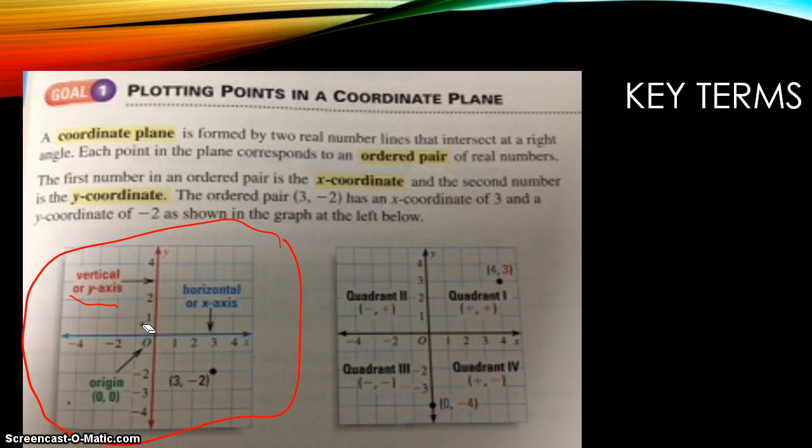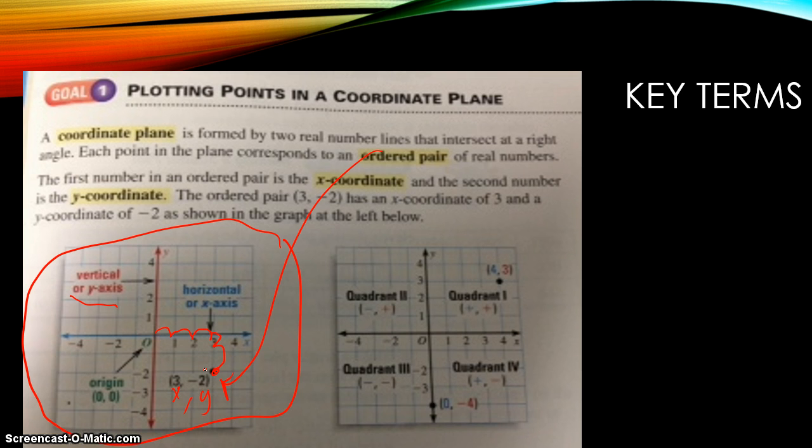So when we're looking at this ordered pair, 3, -2, it tells us that the first number is the x and the second number is the y. So it tells me that I'm going to run 3 because I'm going to the x value first. So I ran 3 and then I go down 2. So that's how I get to my point 3, -2.